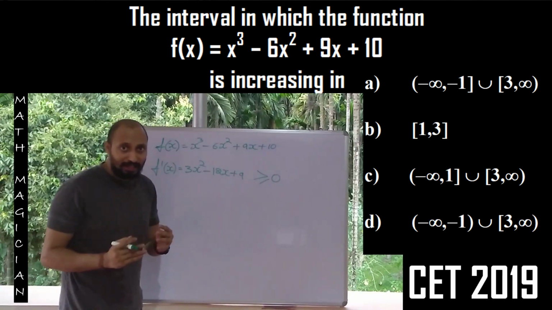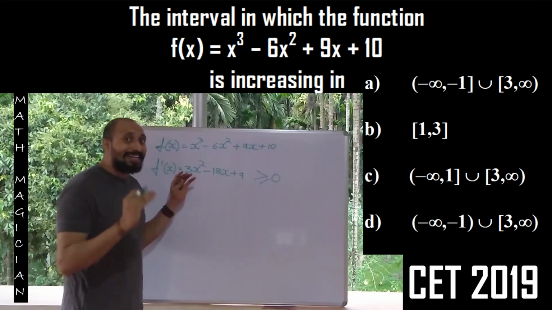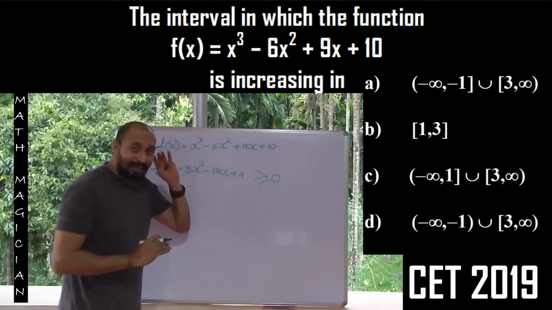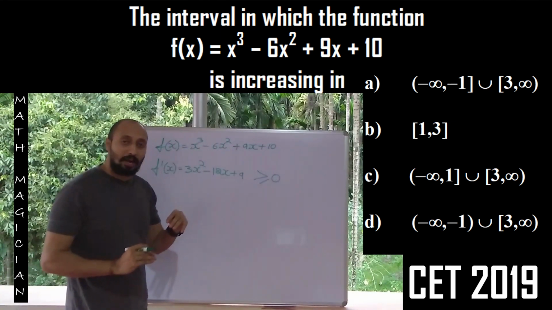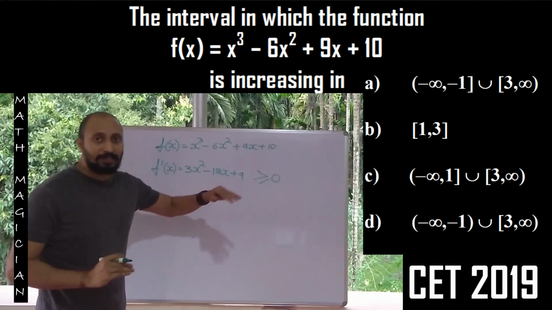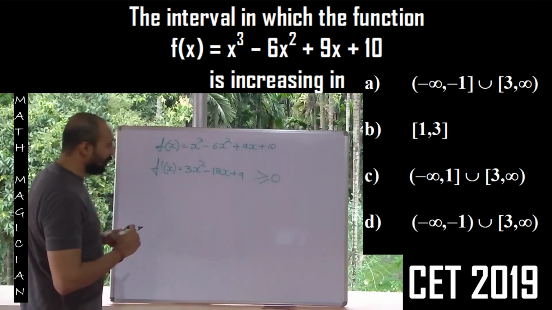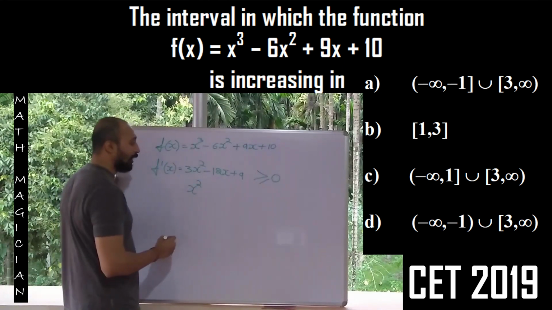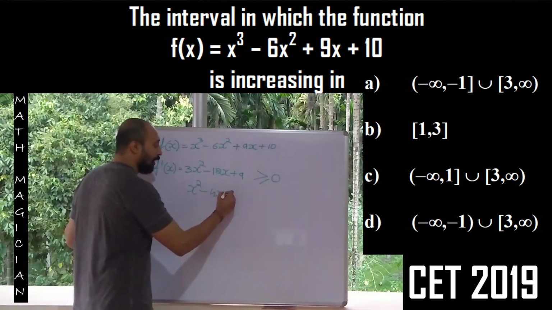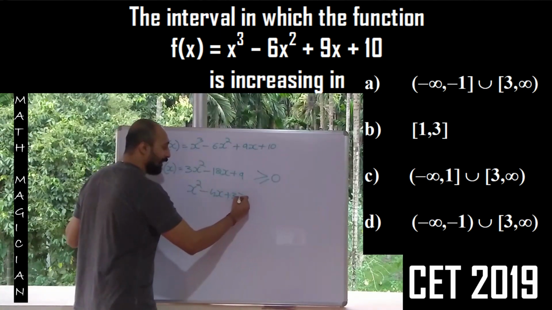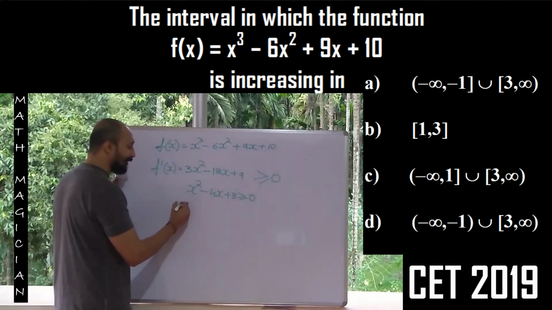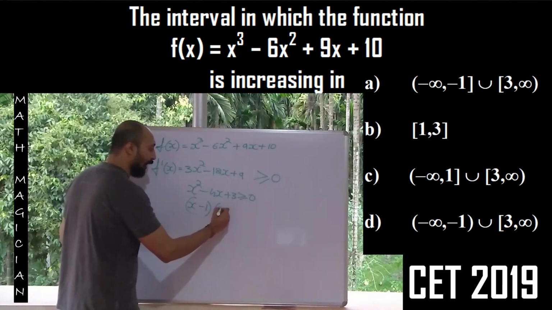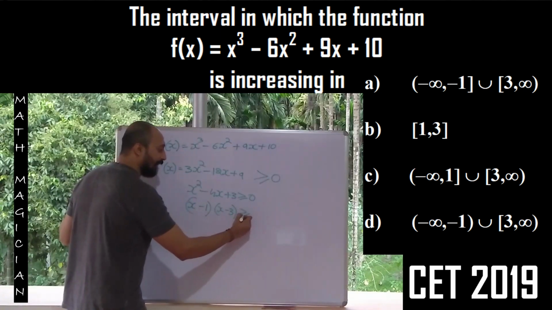Hope you remember my theory. In my theory I have clearly said strictly increasing is greater than 0. It can't be parallel to the x-axis. And increasing means there are some places where it is allowed to be equal to 0. Slope can be 0 in an increasing function. So what happens here? I will take 3 common out. When I take 3 common out, it is x square minus 4x plus 3 is greater than or equal to 0. So I can write this as x minus 1 into x minus 3 is greater than or equal to 0.